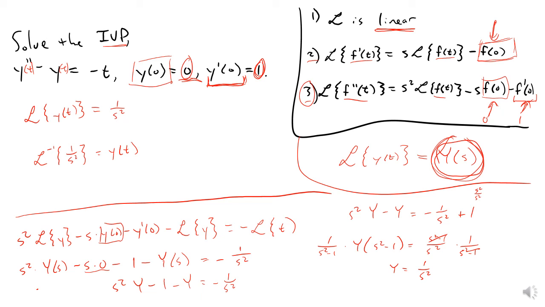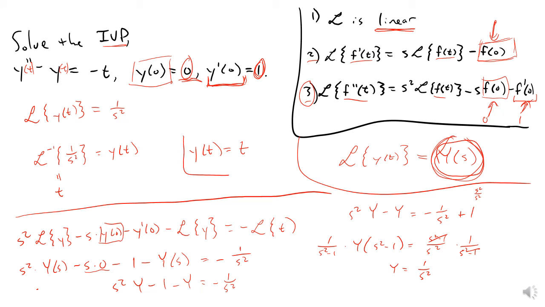Now, fortunately, we know what the inverse Laplace transform of 1 over s squared is. Look back at your table of Laplace transforms, and we see that the Laplace transform of t is 1 over s squared. So the inverse Laplace transform of 1 over s squared is t. So we get y of t equals t.